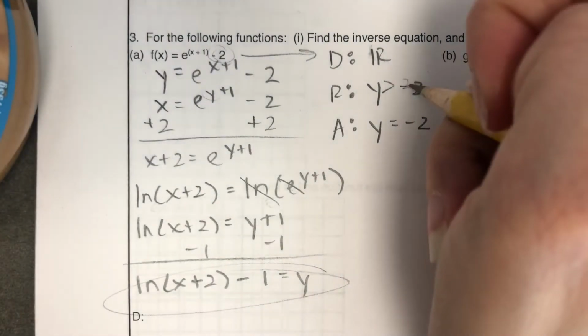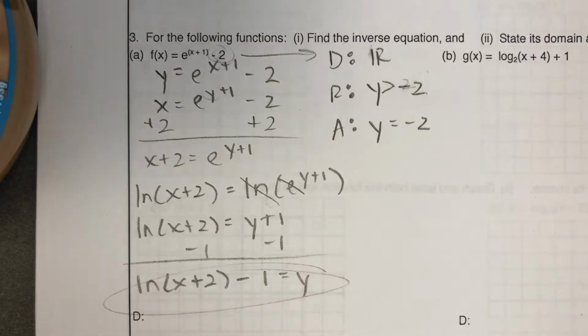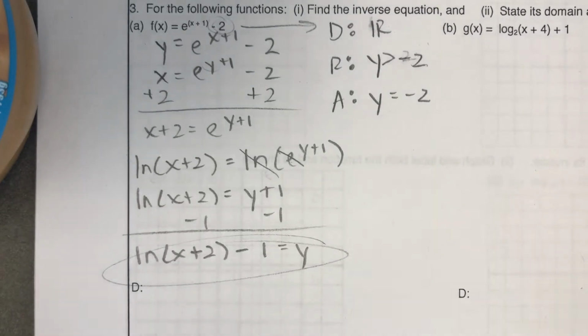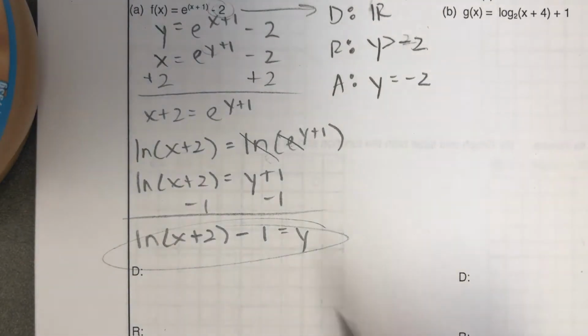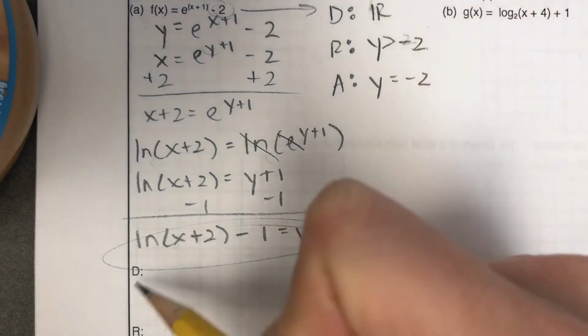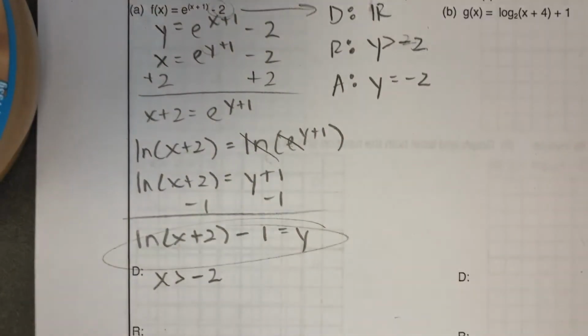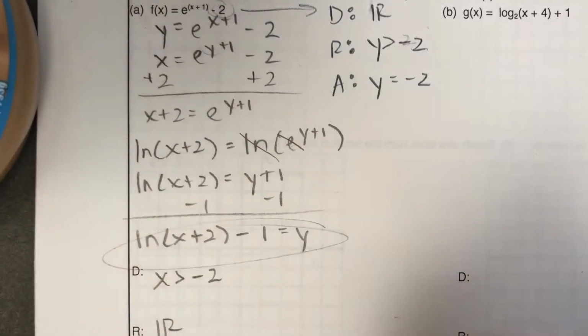Range -2, and asymptote -2. Okay. So when it comes to finding the domain and range of the inverse, the equation we found here, we're simply going to swap the domain and range from the original. So the domain of the log becomes x greater than -2, and the range becomes all reals.